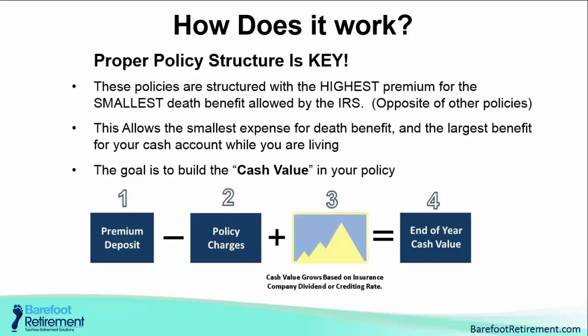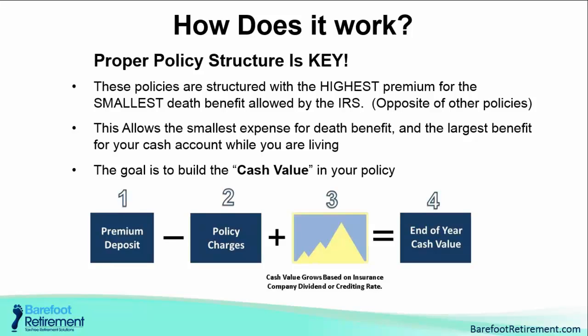So this allows for the smallest expense for the death benefit and the largest benefit for your cash account while you're living. And that's why it's really a living benefit, a living asset. So the goal is to build your cash value in your policy.